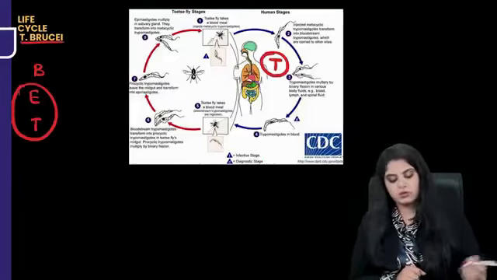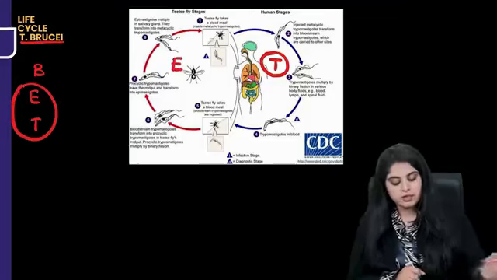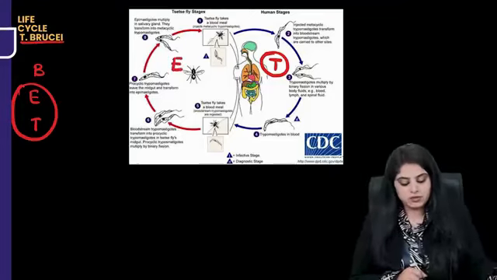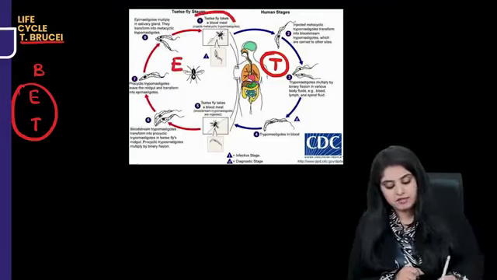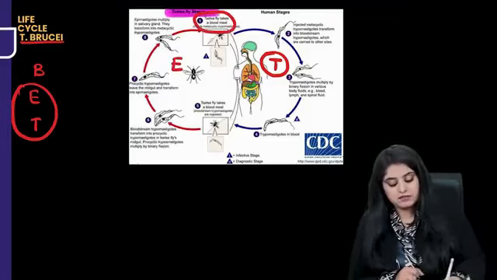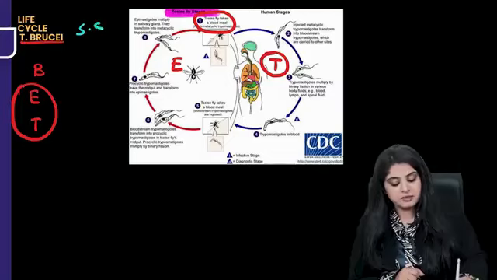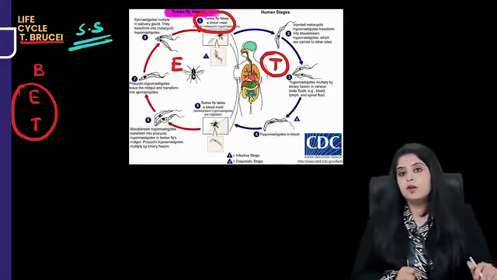So which form will be in humans? Trypomastigote. Which will be in the insect? Epimastigote and trypomastigote. Both are going to be seen. And which fly was there? This was the tsetse fly. Tsetse fly means sleeping sickness. I know it is a case of brucei.